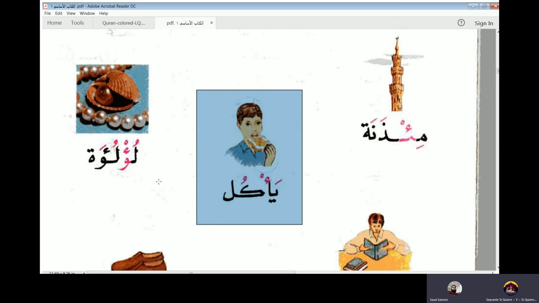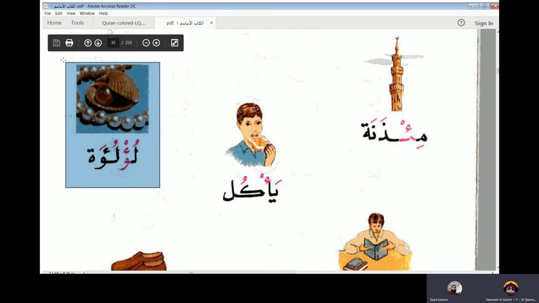Yakulu. Yakulu is eating. He is eating. Yakulu, he is eating. I need to add that.